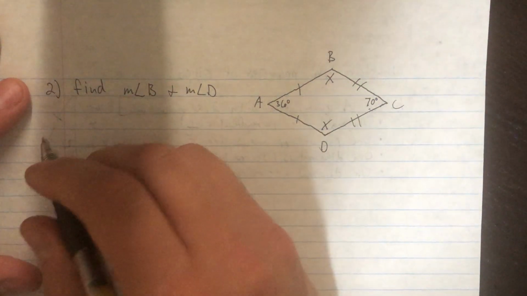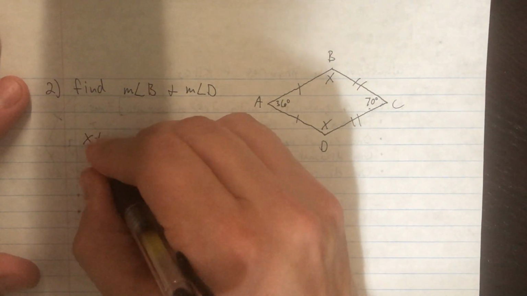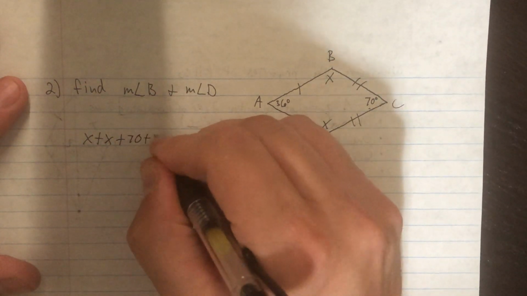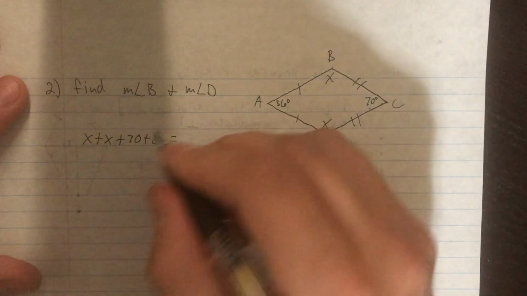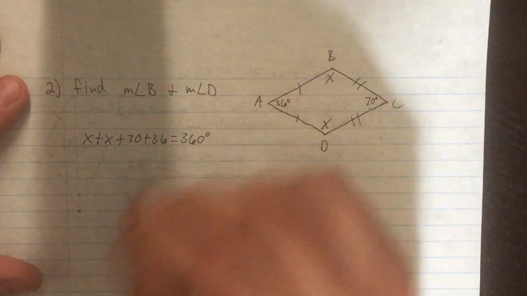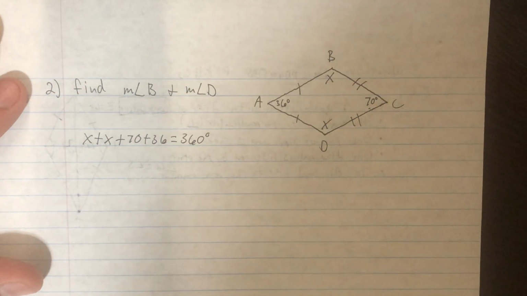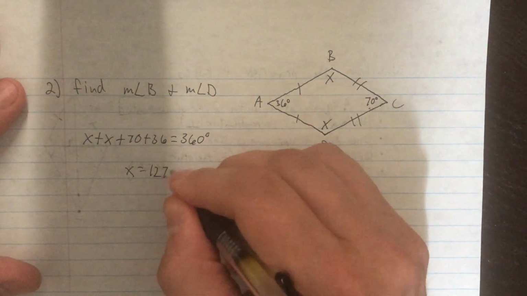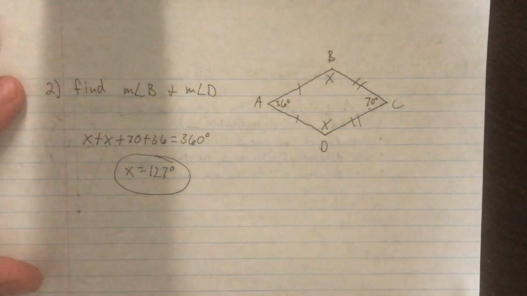All 4 angles again add up to 360. So X plus X plus 70 plus 36 equals 360. And then we will solve. And when you solve, X is equal to 127 degrees.